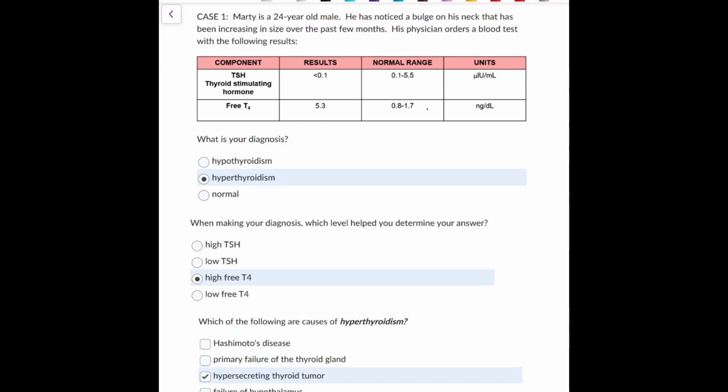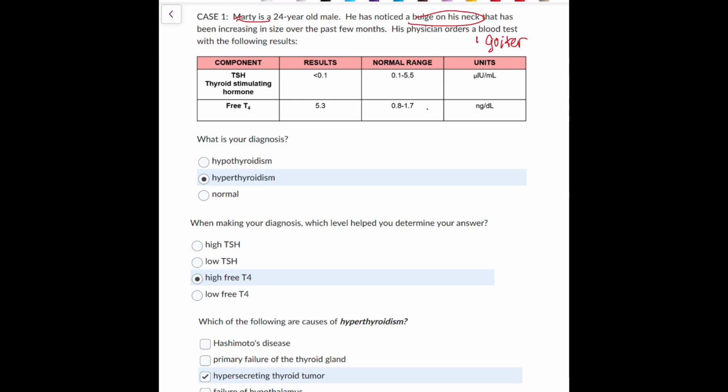Our first case study was Marty. He is 24 years old. He has a bulge on his neck, which we know is called a goiter, so make sure you know that. And that's kind of all you get. You don't get any other information other than the fact that it's been growing over the past few months.